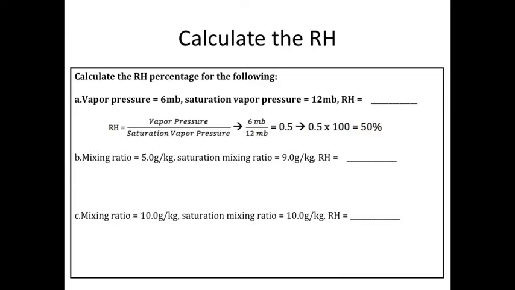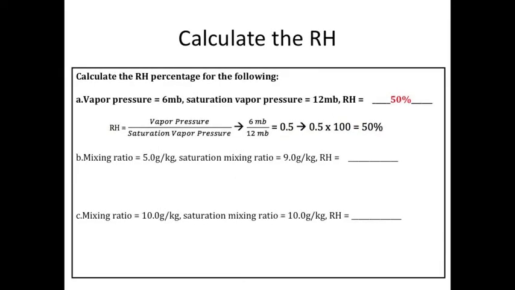What's the relative humidity? The relative humidity equals the vapor pressure over saturation vapor pressure. In this case, 6 millibars over 12 millibars, which equals 0.5. To get a percentage, you times it by 100. 0.5 times 100 equals 50%. Therefore, the vapor pressure equaling 6 millibars and the saturation vapor pressure equaling 12 millibars gives you a relative humidity of 50%.